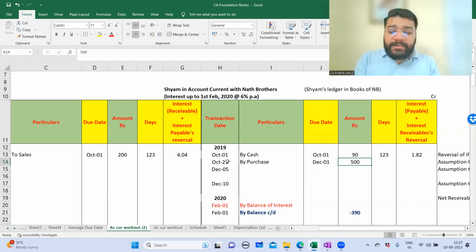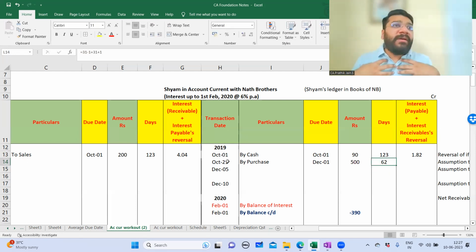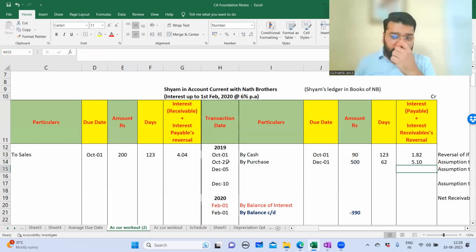So how much delay in days? December totally has 31 days, sir. In that, leave the first day, so the balance is 30 days of December plus 31 days of January plus 1 day of February. So we are assuming that we might delay the payment for 62 days. What is the interest? 500 into 6% into 62 divided by 365. 5.10 is the interest. Who has to pay to whom? We have to pay to Sham. So for us, is it interest receivable or payable?